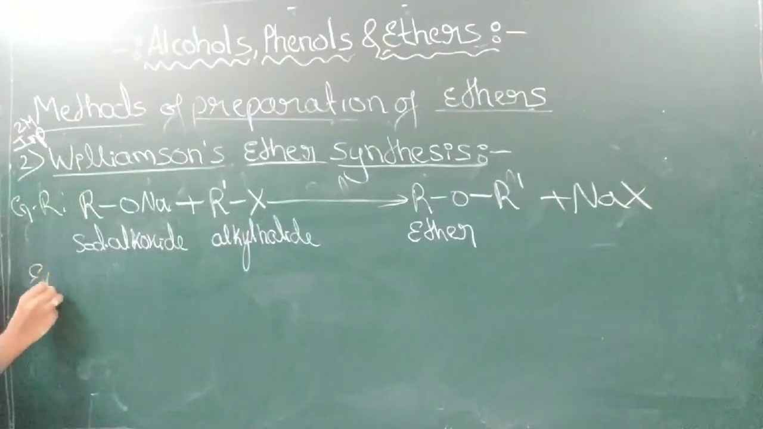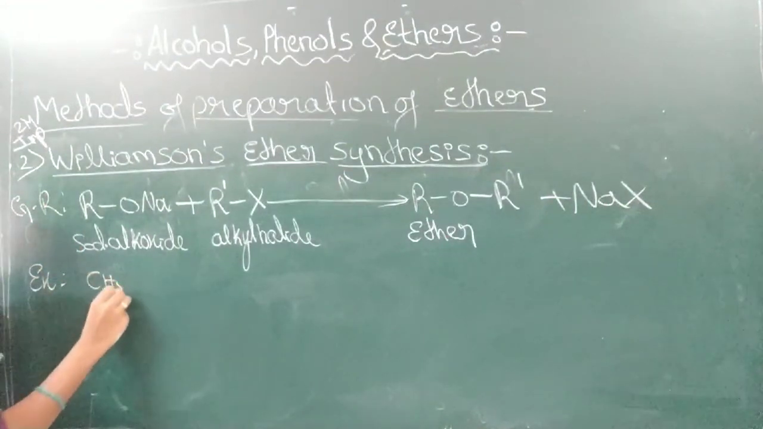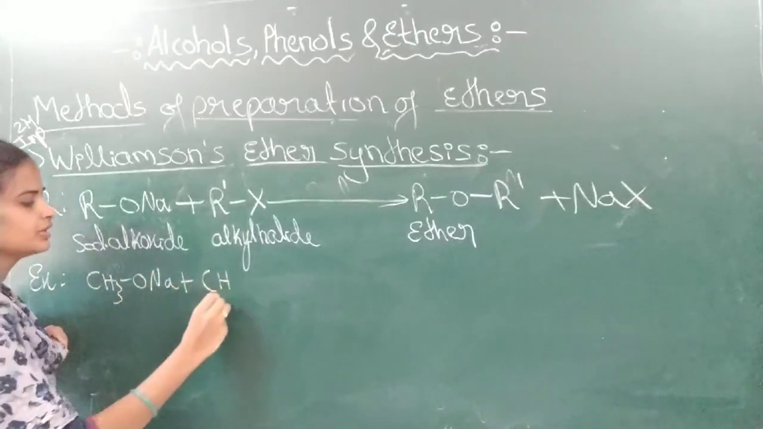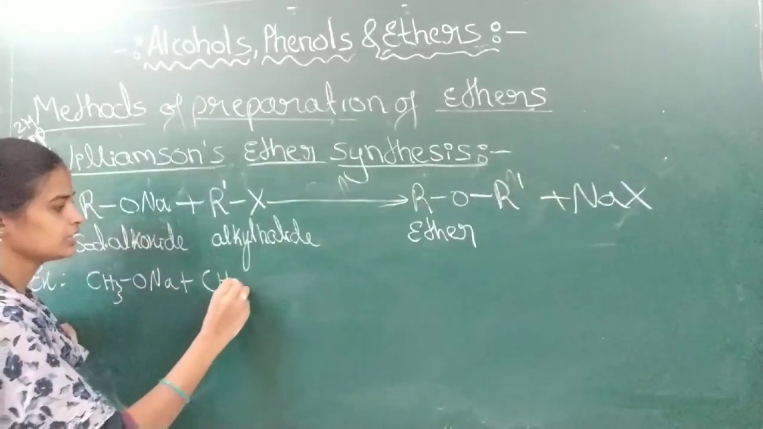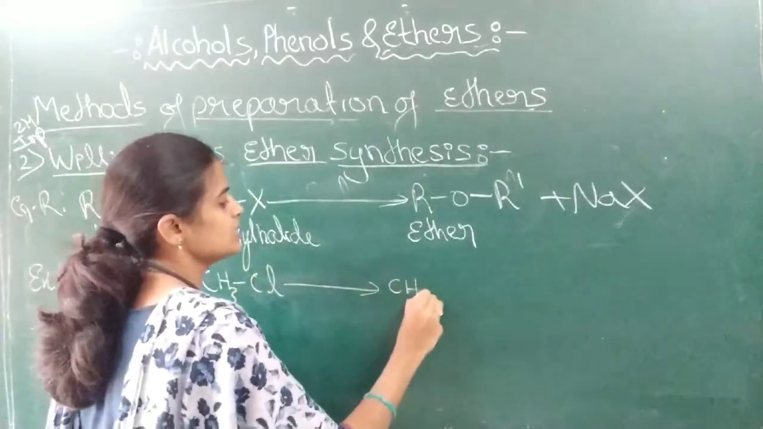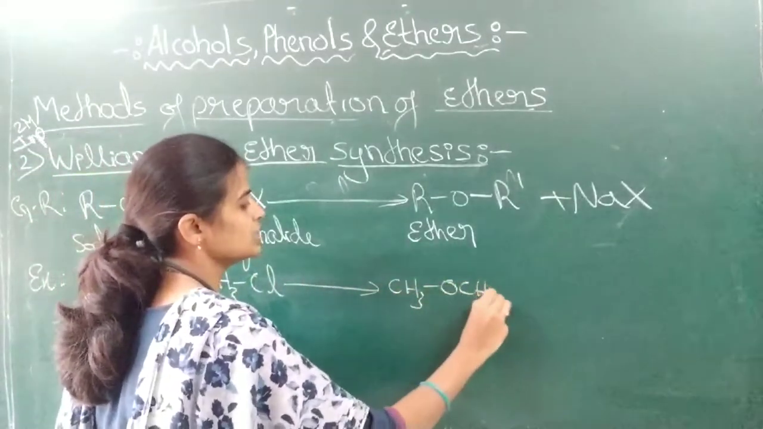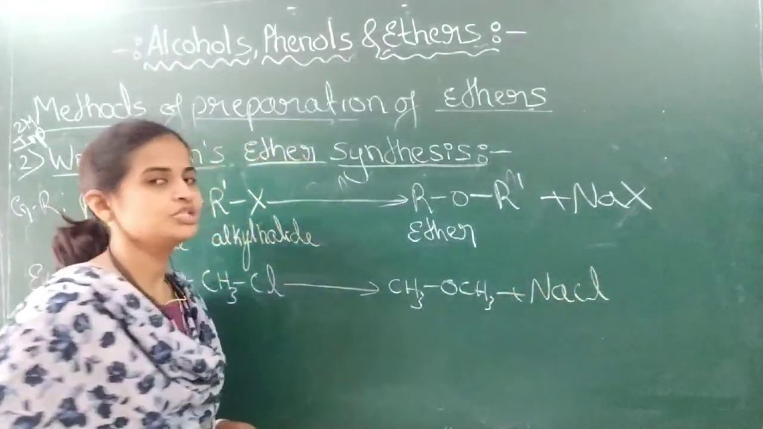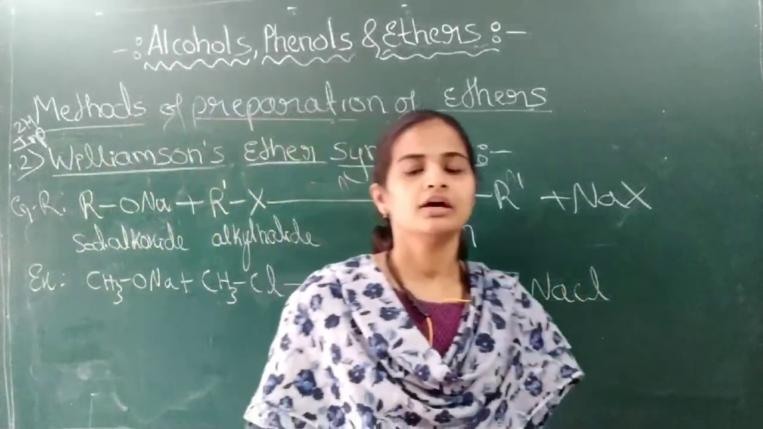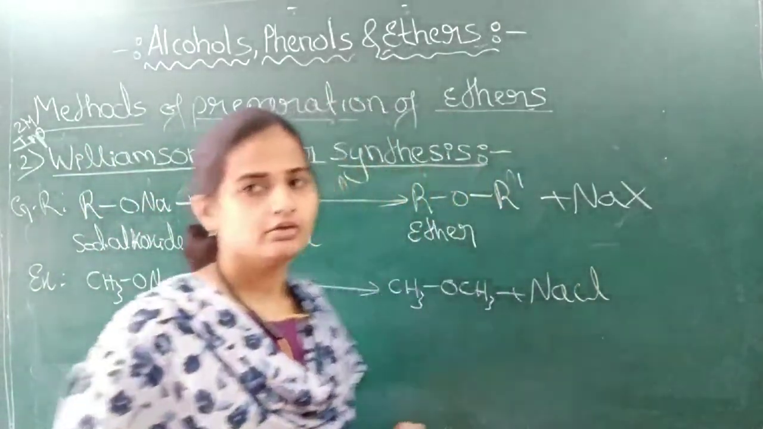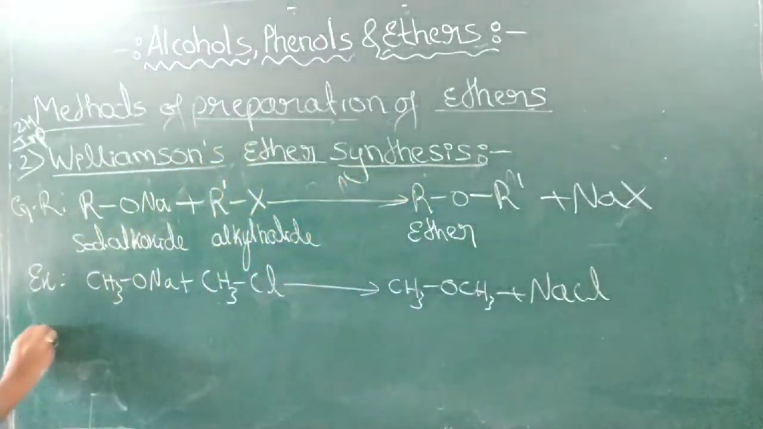If I go to a particular example, CH3ONa plus CH3Cl. What is formed? CH3OCH3 is formed plus NaCl. Remember students, by using this method, even aromatic ethers can also be formed. I'll go with the second example.